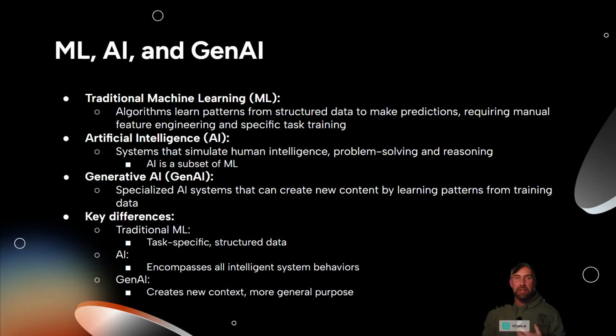So traditional machine learning are algorithms that learn patterns from structured data to make predictions, requiring manual feature engineering and specific task training. Many times when we talk about traditional machine learning, we're talking about supervised learning and the methodologies I explained earlier, where you're training a model on labeled data to predict outputs that accurately match the labels that are provided. And keeping in mind that traditional machine learning algorithms typically do one thing.